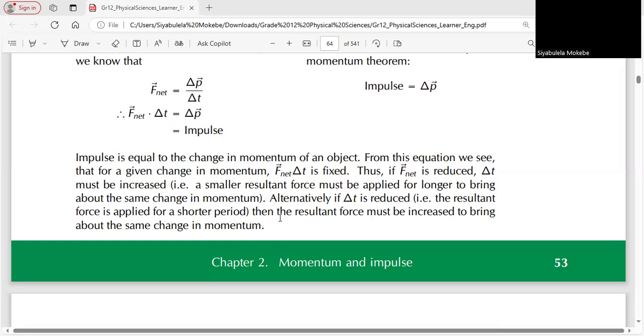Alternatively, if the change in time is reduced, meaning the resultant force is applied for a shorter period, then the resultant force must be increased to bring about the same change in momentum.